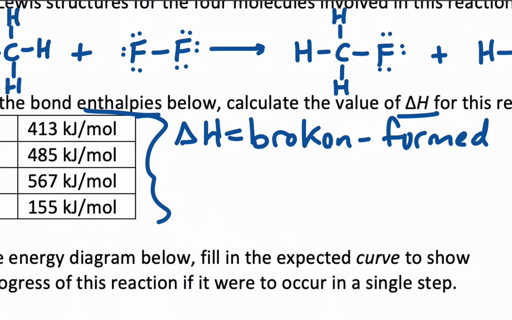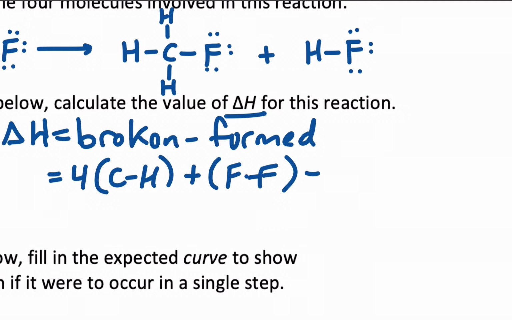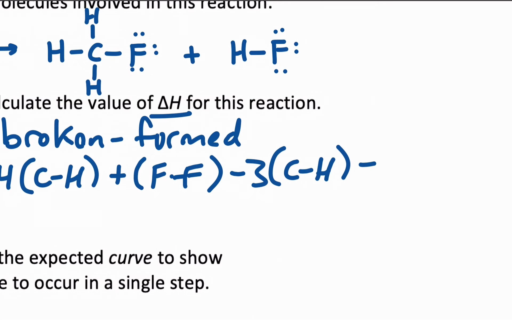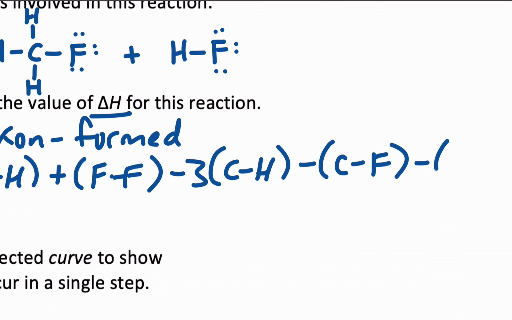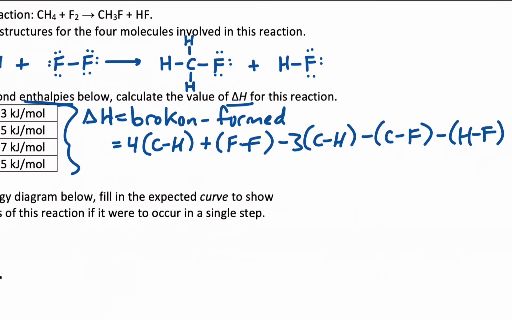And what am I breaking? I'm breaking 4 CH bonds. I am also breaking an FF bond. I am forming 3 CH bonds, and I am forming a CF bond, and I'm forming an HF bond. And I can actually cancel some of these out already, because I'm breaking 4 CHs but forming 3, so that's a net of just breaking 1 CH bond.